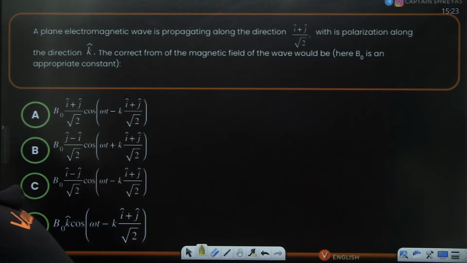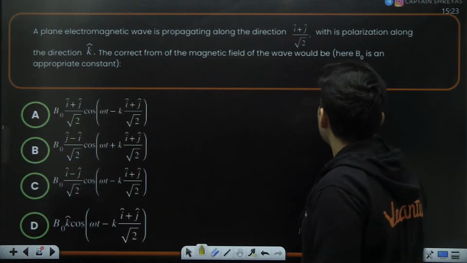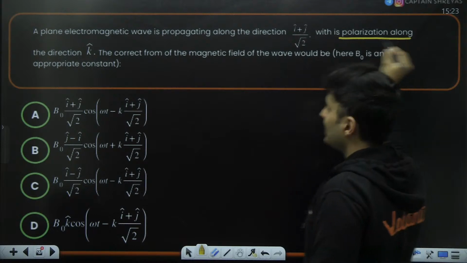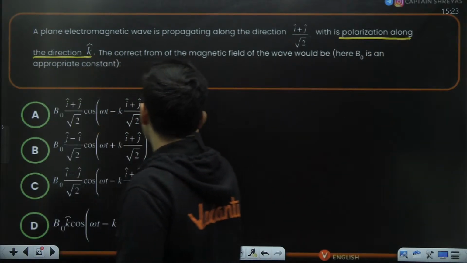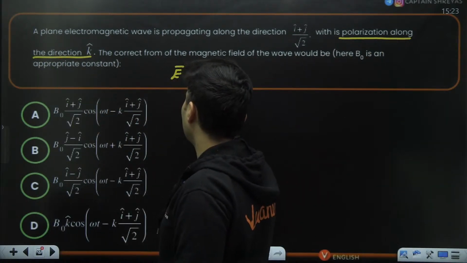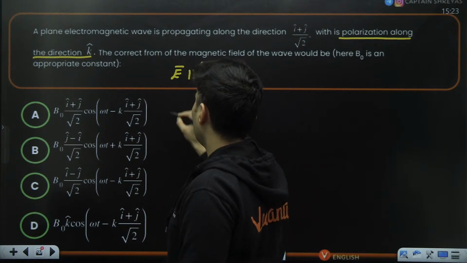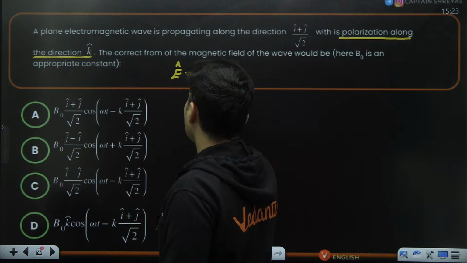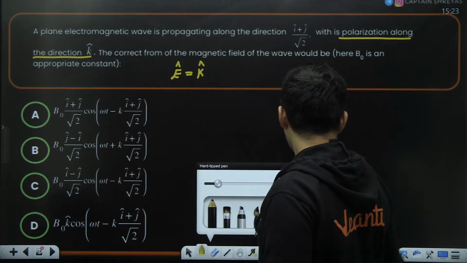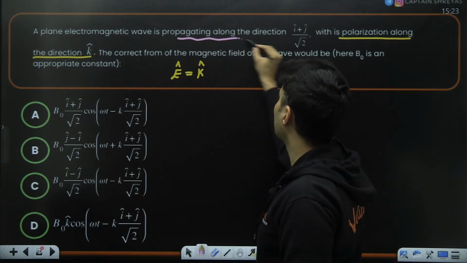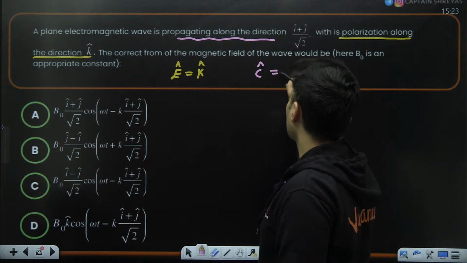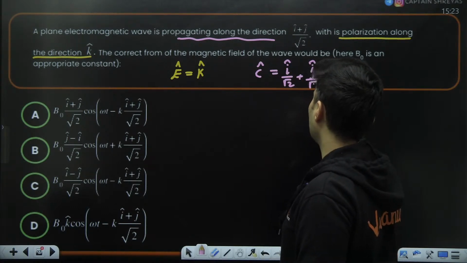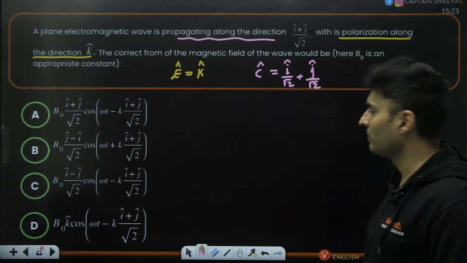Really? Okay, so see guys, now what does the plane of polarization along k hat mean? The electric field vector is parallel to k hat, or I can just say that E hat is basically k hat. The next important thing is the velocity of light, the propagation direction. So the direction of light is i hat by root 2 plus j hat by root 2. This is also a unit vector. You can see the magnitude is 1.